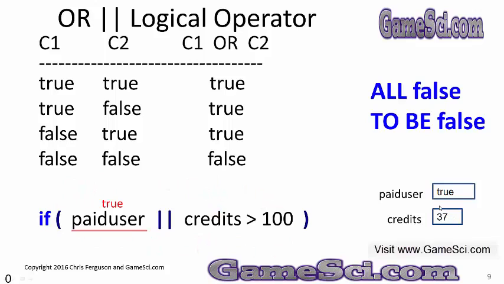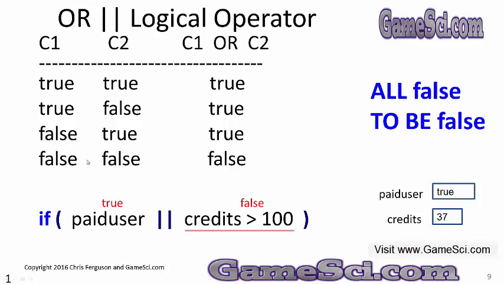So I've set up a couple of variables here. Paid user is set to true. Credits is set to 37. And let's run these values through our more complex if statement. Paid user is a Boolean variable. Whatever's in the Boolean variable, true, will be the result of this Boolean variable paid user. Credits greater than 100, 37 greater than 100 is a false statement, so the other side of the OR is false.